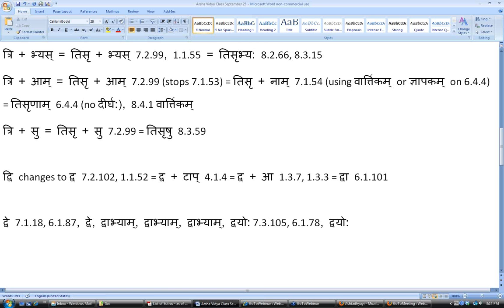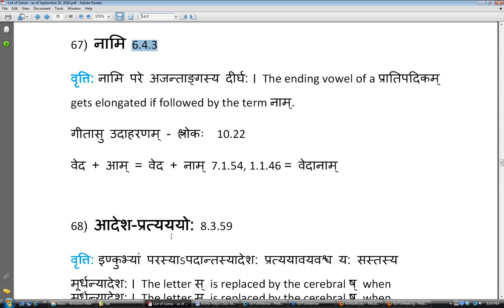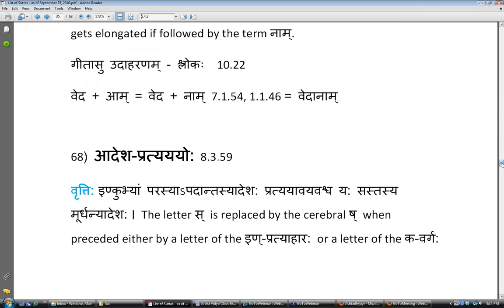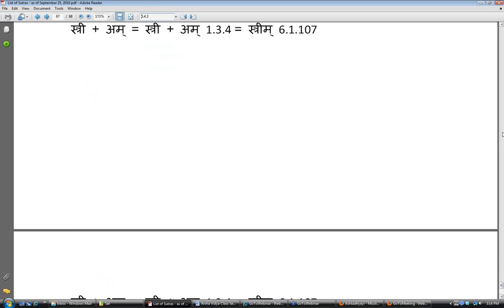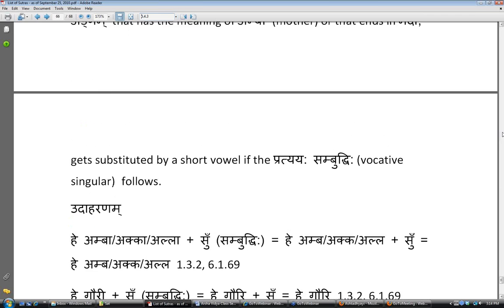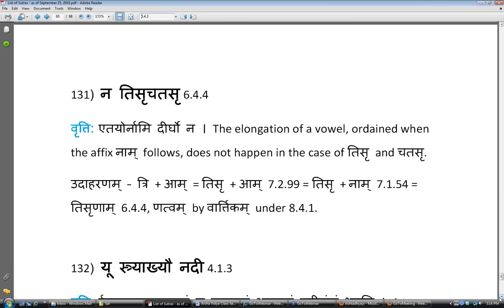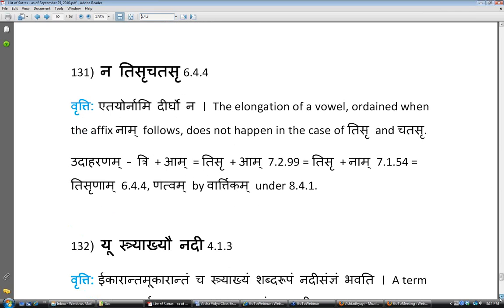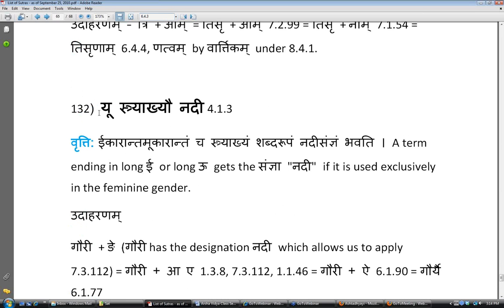But I think we'll need only two more rules, which we have kind of referred to before. One is to get the Nadi Sanya, and then in Sambuddhi, we'll need one rule. So that's all that we need really to derive the entire Gauri Shabdaha. The two rules that we need: first, Yu Striyaksha Nadi. This Yu uses the Yan Sandhi here, meaning Dirgha Ikara and Dirgha Ukaranta. So Ikarantam, Ukarantam cha Striyaksham Shabda Rupam Nadi Sanyam Bhavati.